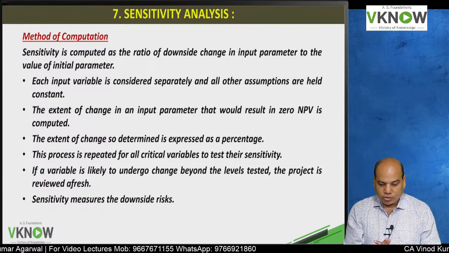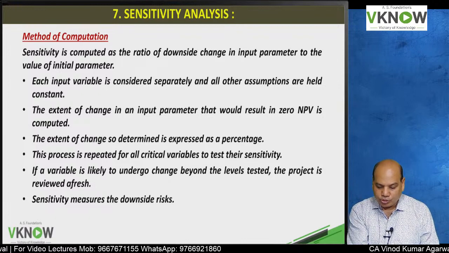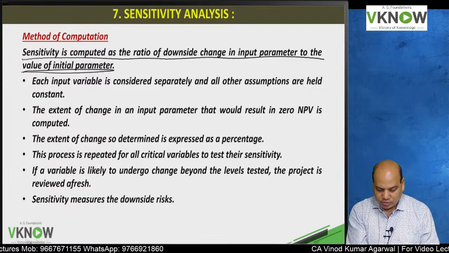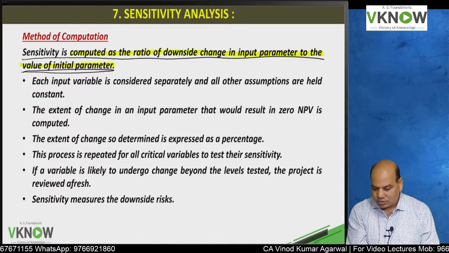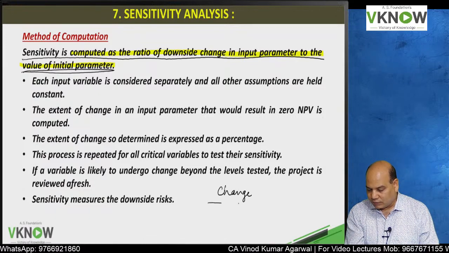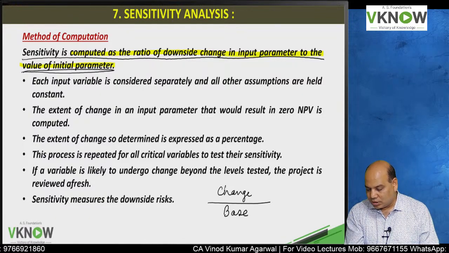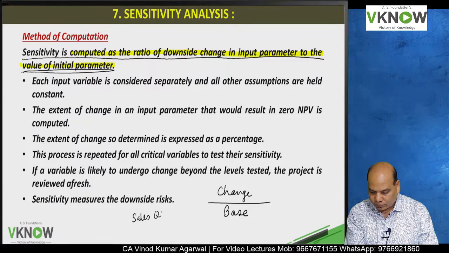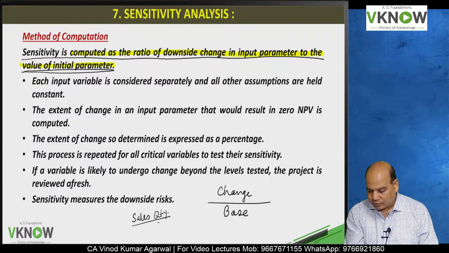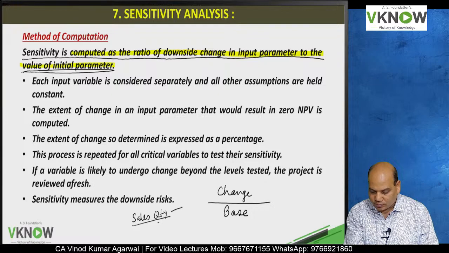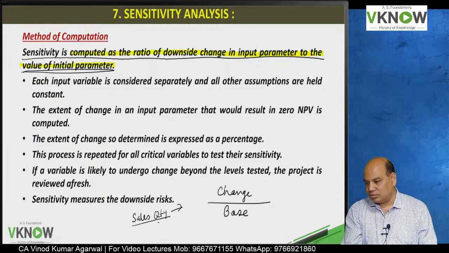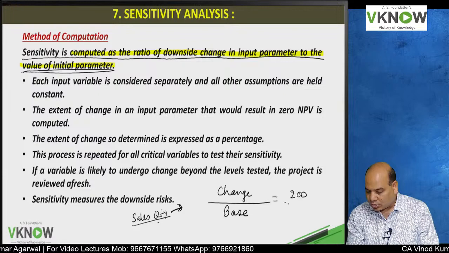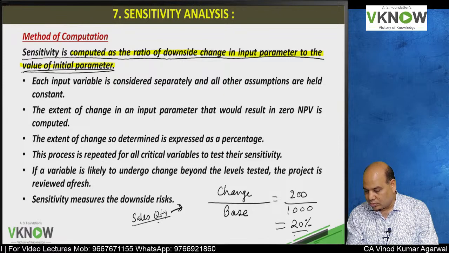Then I have written in your book, method of computation. Sensitivity is computed as a ratio of downside change in input parameter to the value of initial parameter. Sir, what does that mean? Why do you write such complicated lines? It simply means change divided by base. Change means if the value changes, for example, let us say sales quantity. If sales quantity changes, what is the change in terms of percentage? So change in sales quantity is suppose 200 and original quantity estimated is 1000. So this will be 20%.